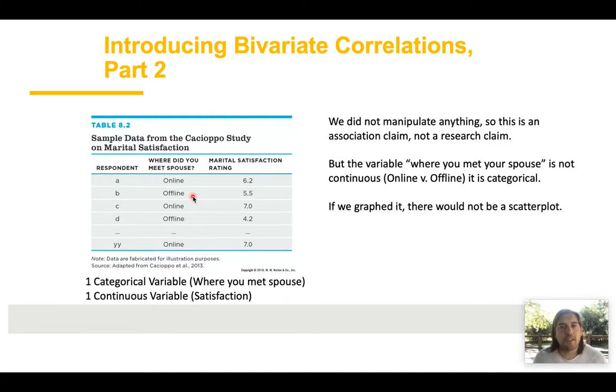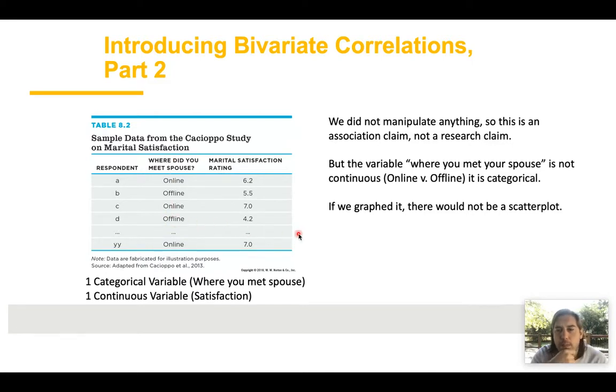So this is still an association claim, because we didn't manipulate online versus offline. I can't take that independent variable and force you to meet someone online or force you to meet someone offline. I'm just assessing already occurring behavior, but it's a categorical variable.